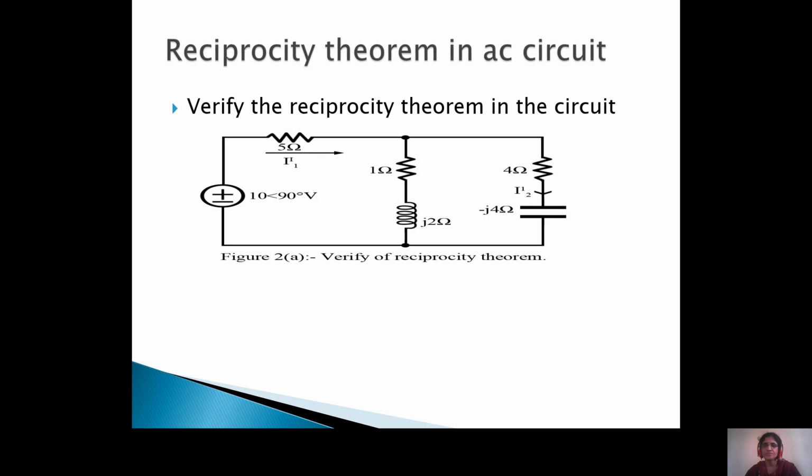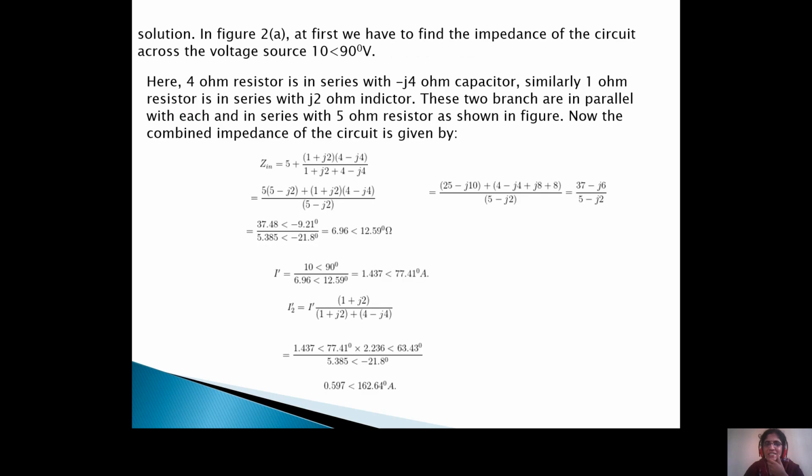So first you have to find the total impedance. Here the 4 ohm resistor is in series with the minus J4 ohm capacitor. Similarly, the 1 ohm resistor is in series with the J2 ohm inductor. These two branches are in parallel with each other and in series with the 5 ohm resistor, as shown in the figure. Now the combined impedance. What is the total impedance? Generally, when you have to find the equivalent resistance in a DC circuit, the same thing applies for an AC circuit: you have to find the total impedance.